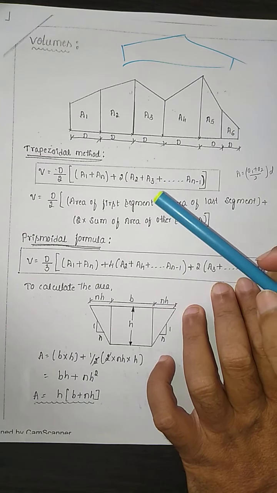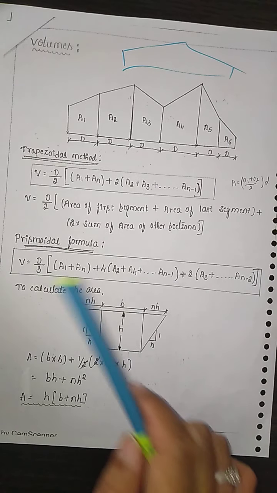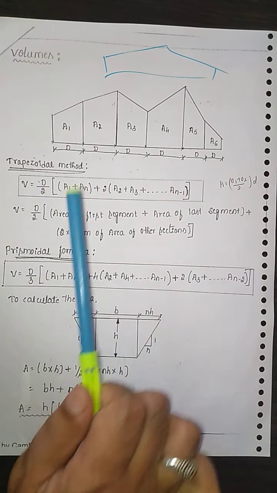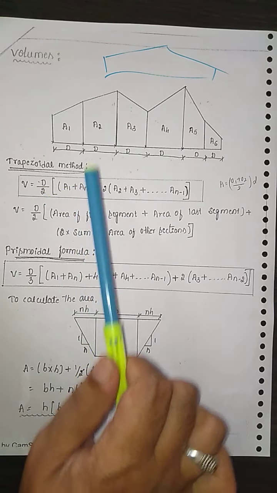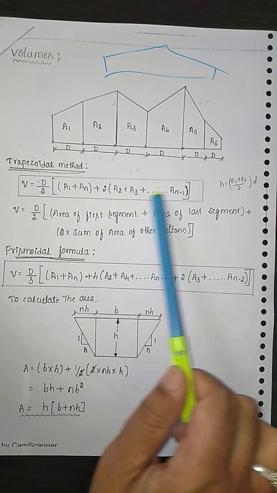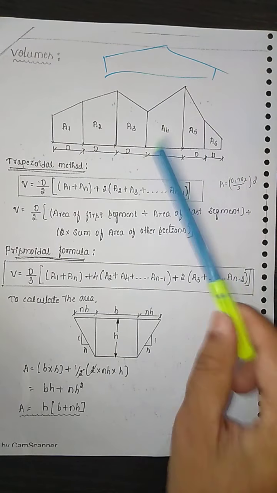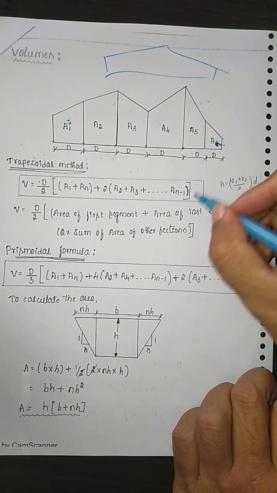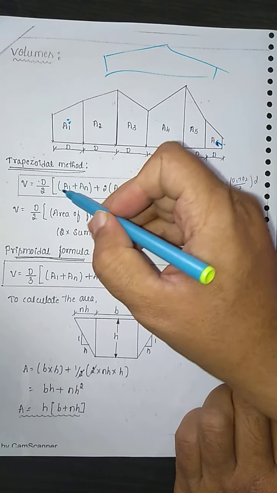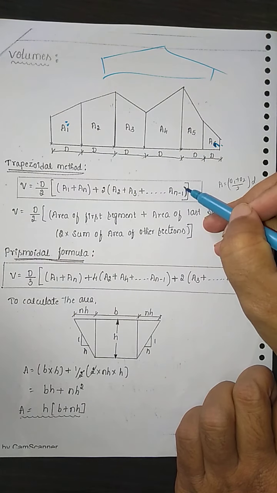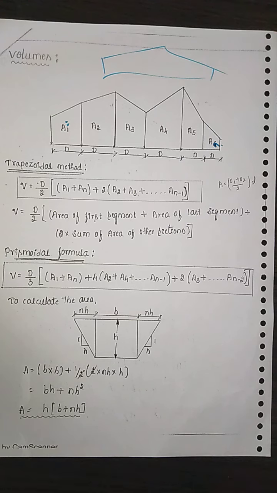Now, in order to calculate the volume, the formula we are going to use is V is equal to D by 2, where D is the distance, times A1 plus AN plus 2 times all the other areas from A2 up to AN minus 1. So V = D/2 [A1 + AN + 2(A2 + ... + AN-1)]. This formula you will be using to determine the volume.